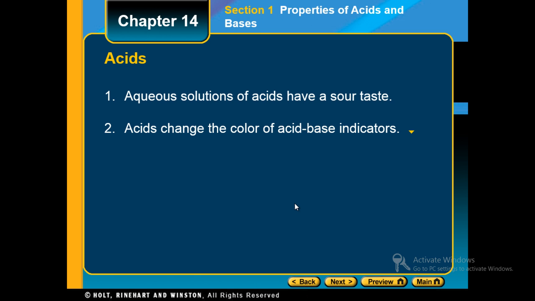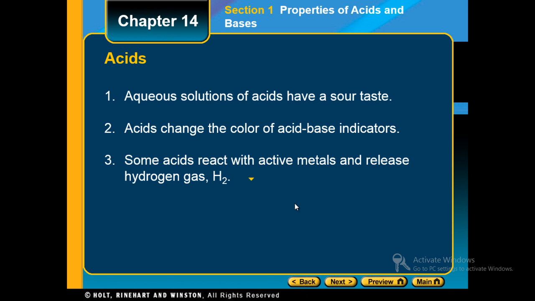The second property is that acids change the color of acid-base indicators. Some indicators are used to differentiate between acids and bases. One of them is the pH paper, which turns red when we immerse it in an acid solution. The third property is that some acids react with active metals and release hydrogen gas, H2.